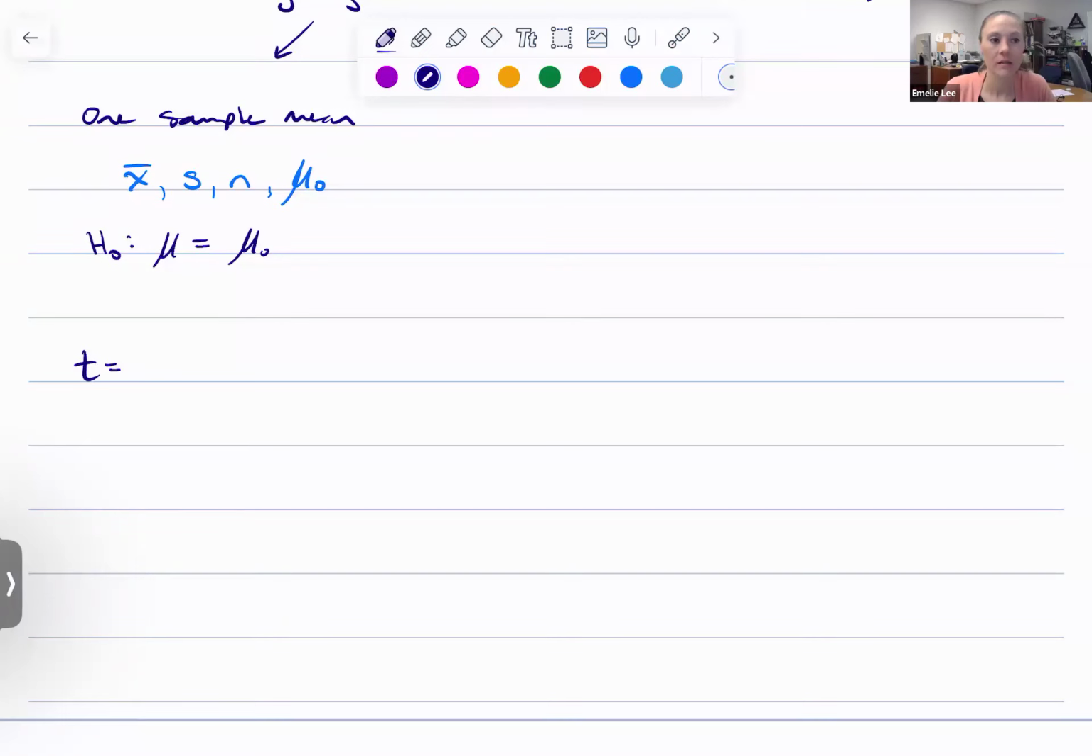Then step 2, do the test, calculate the test statistic. We take x bar, how far is it from mu naught, our hypothesized mean, taking into account the standard error, which is s over root n. And then we have n minus 1 degrees of freedom, because if I've calculated a t, I need my degrees of freedom to either use the table or to use software. It doesn't matter. We'll need to have the degrees of freedom, which is n minus 1.